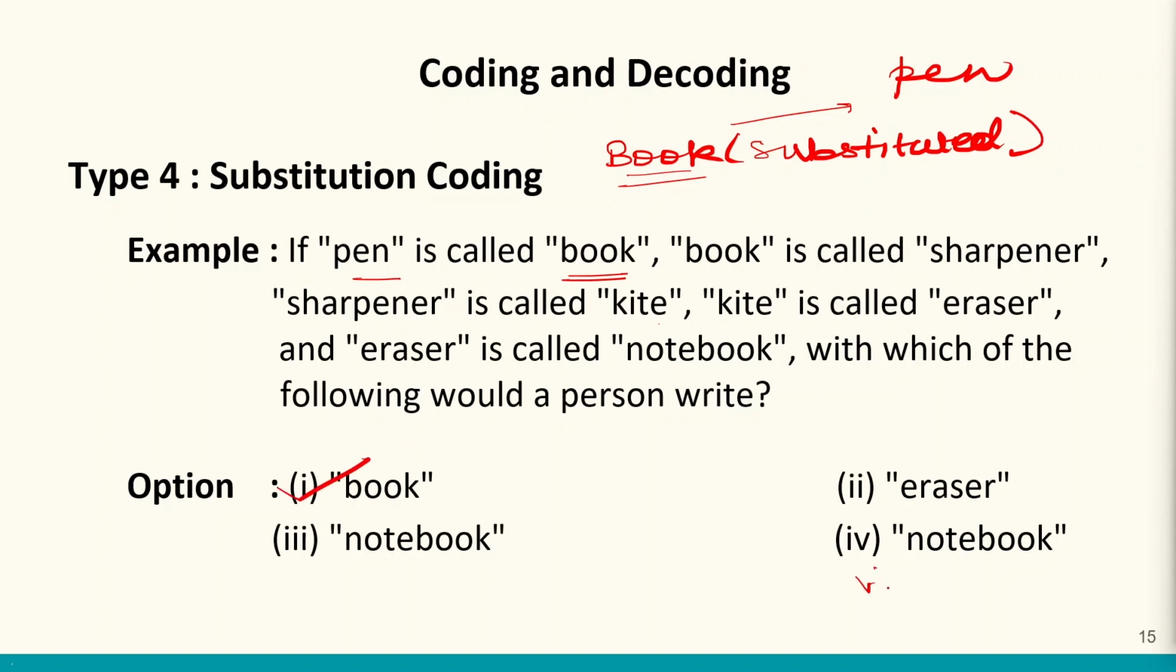Even if there was an option 5 called pen, our answer will still be book, because in this particular question, book is the substituted word for pen. We are using book to denote pen. Hence, for this particular question and questions like these, for substitution, we do not follow the normal logic. Logically, we write with the pen, right? But we just look at the word that is being used to substitute and we use that instead. So our answer will be option number 1, book. Okay?